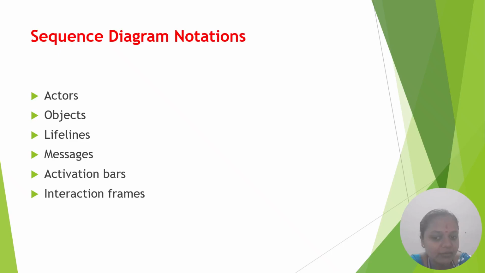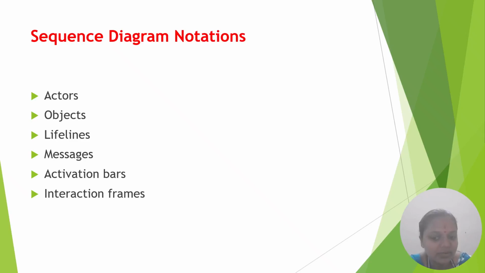There are three main types of messages. Synchronous messages, where the sender waits for a response, asynchronous messages, where the sender does not wait, and return messages. It is represented by dashed arrows showing control returning to the sender. And then the activation bar is a thin vertical rectangle placed on a lifeline to indicate the period during which an object is performing an operation or is active.